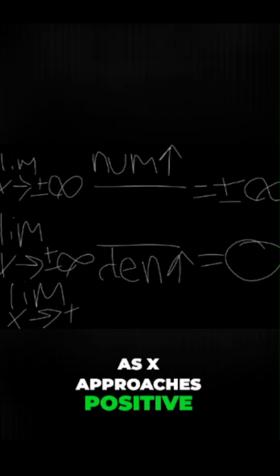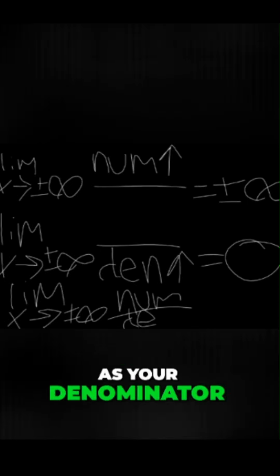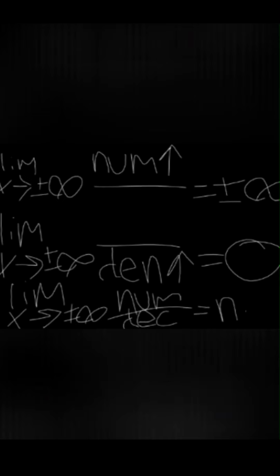However, if your limit as x approaches positive or negative infinity, if your numerator is equally getting bigger as your denominator, then you will take the ratio of the numerator and denominator, and this will give you your answer.